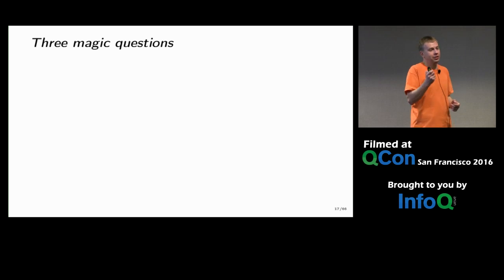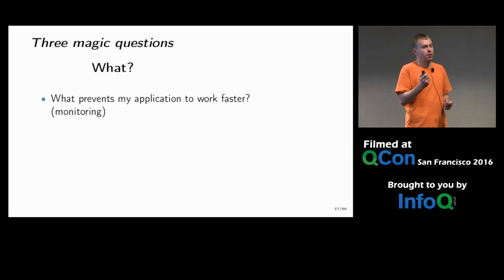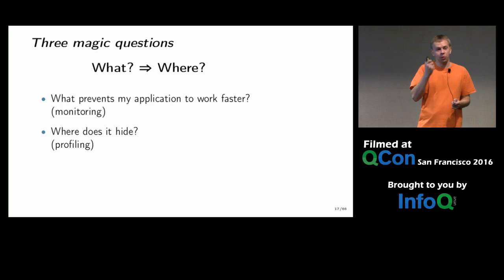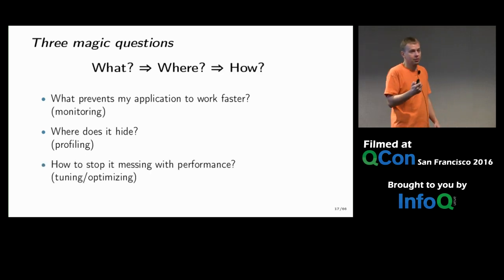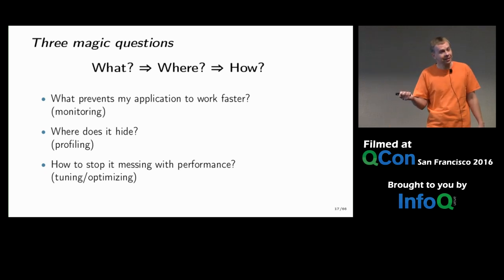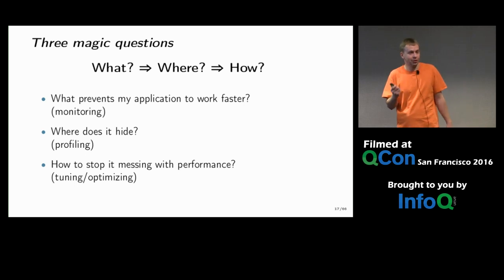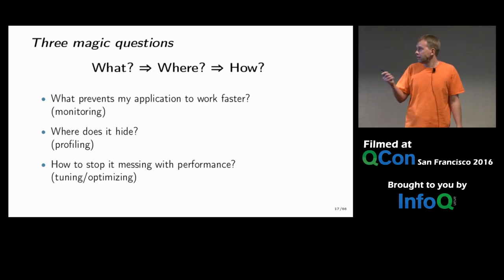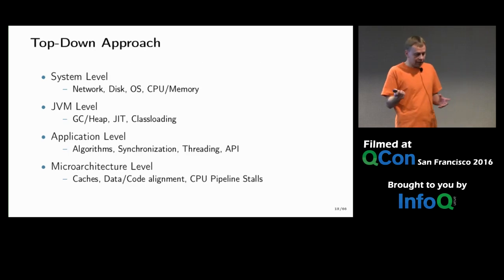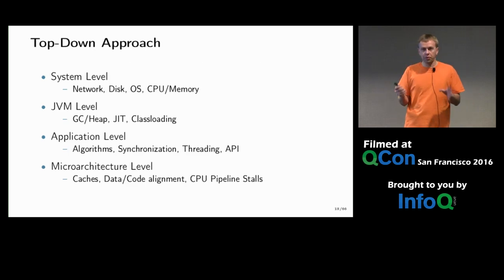First step, we should get answers to 3 questions in a specific order. First of all, we should understand what our problem is, what creates a problem for us. The second step, we should understand where it happens, and only after that we should think about how to fix it. So we should start from monitoring, then profiling, and then tuning. It's a general direction.